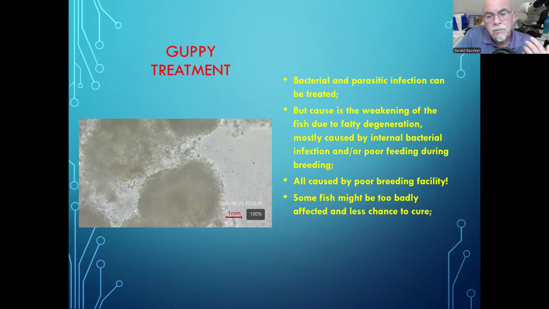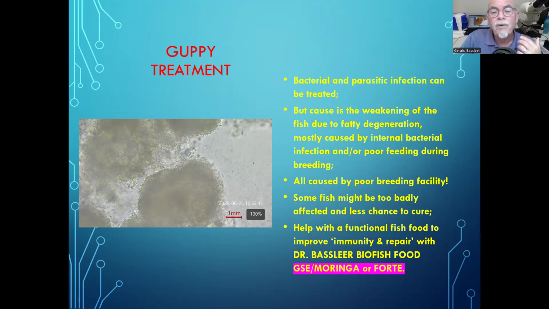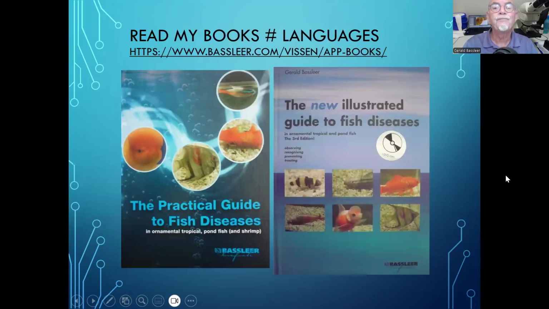And some fish might be too badly affected and have less chance to be cured. But many still looked okay, so if you act on time, giving a proper medication against the parasites and the bacteria, and also helping with a food that helps in the repair to build up the immunity of the fish. Of course, I worked with my Dr. BASSLEER BIOFISH food, grapefruit seed extract, MORINGA or FORTE that can help in the repair of your fish.